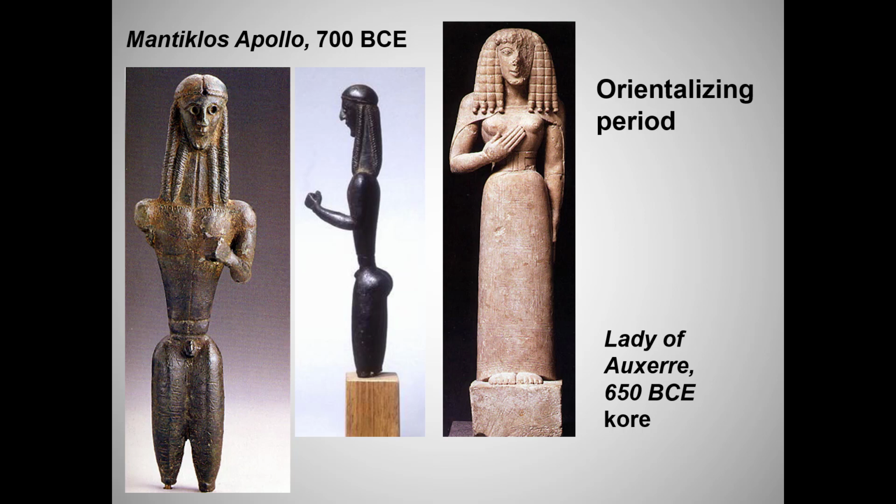Kore is female, Kouros is male, right? You need to keep those terms straight. Note that the Kore is wearing clothes. Men are usually depicted in the nude in Greek art, but women are clothed in Greek sculpture until a much later period, except sometimes goddesses, for some reason, occasionally get to run around in the buff.